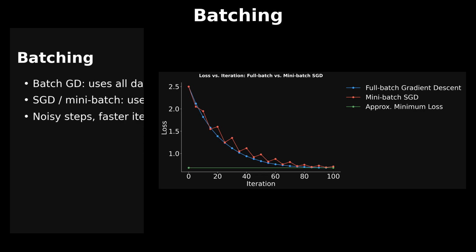There's one more practical twist. Datasets are huge. Computing the gradient using every data point each step can be expensive. Stochastic gradient descent uses a small random batch of data to estimate the gradient. Each step is noisy, but on average it still moves downhill, and it's much faster per update.